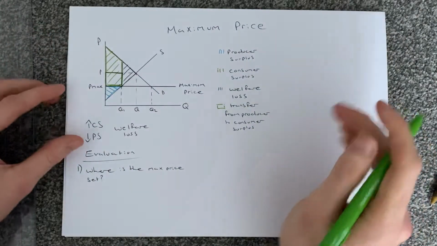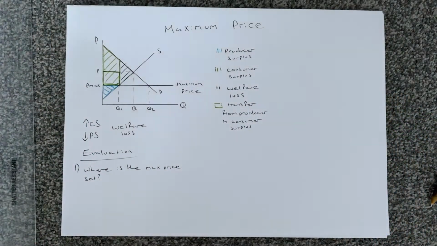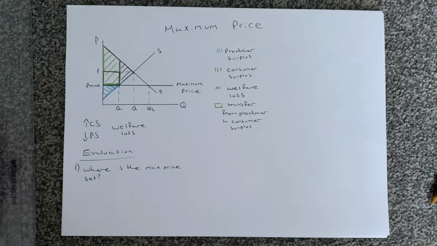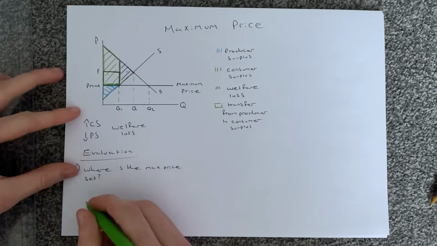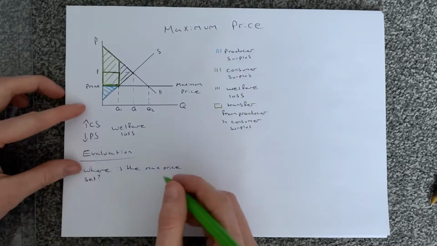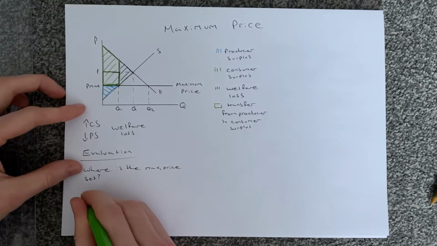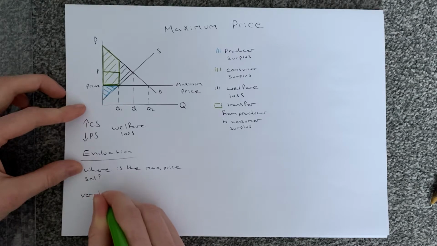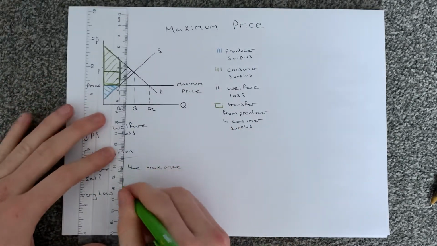Okay, so let's first of all consider if the maximum price is set very, very low, i.e. furthest away from the original market equilibrium. So where is the max price set? Very low. So let's draw a diagram to demonstrate a very low maximum price.